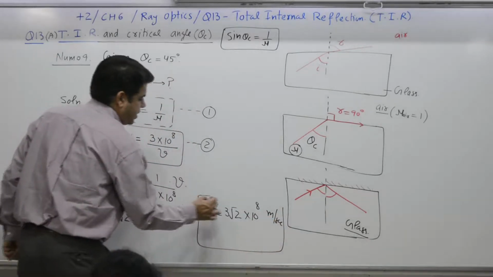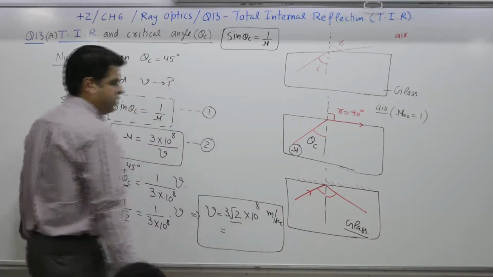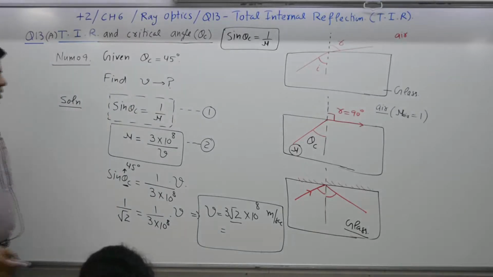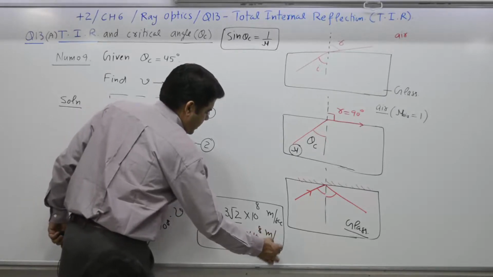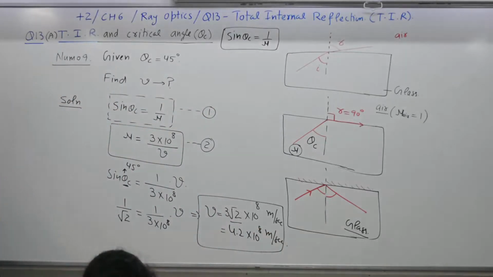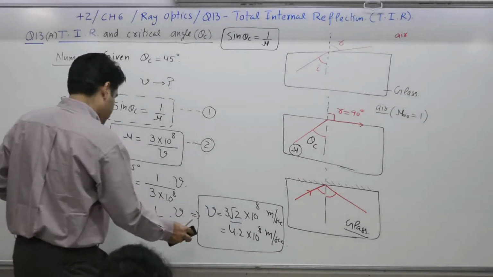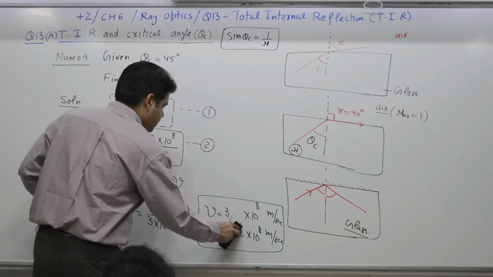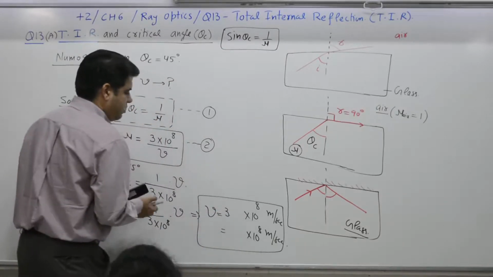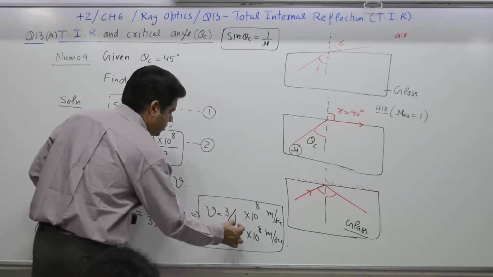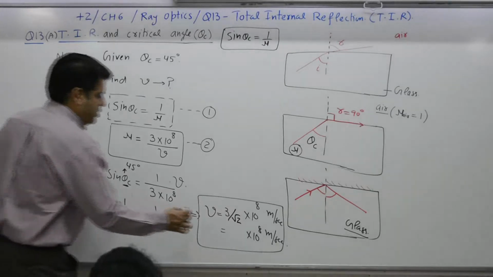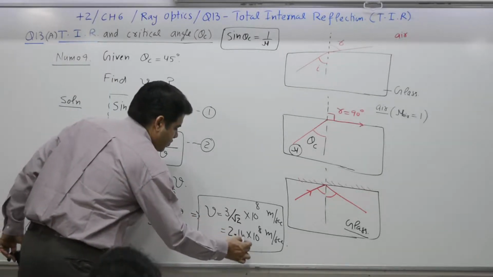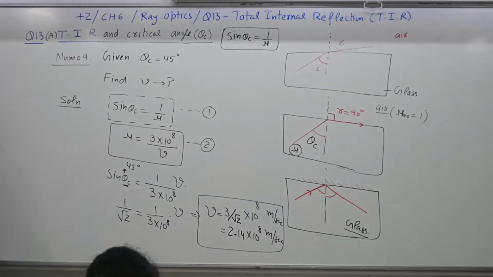Comes out to be 3 into 1.414, approximately 4.2 into 10 to the power 8 meter per second. Correct? Sorry. This is 3 by root 2, sorry. It is 3 by root 2. Not 3 into root 2, 3 divided by root 2. Comes out to be 2.14 into 10 to the power 8 meter per second.